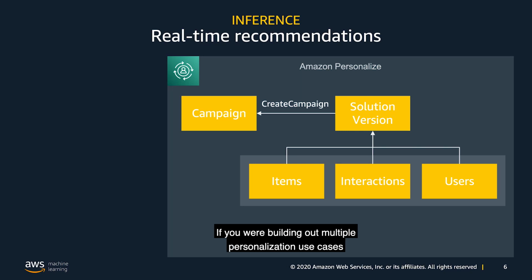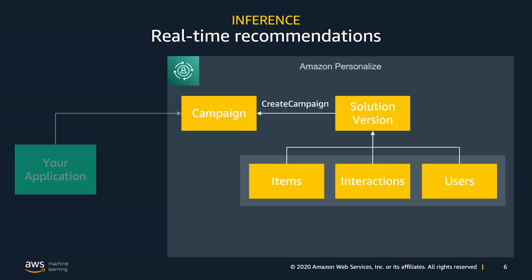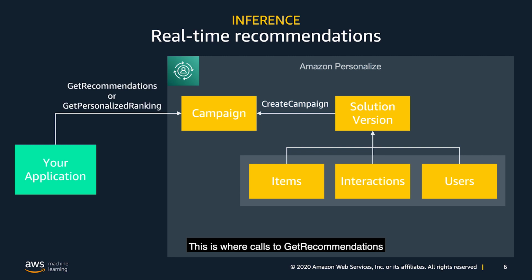If you were building out multiple personalization use cases with different recipes, you could create multiple solution versions and multiple campaigns from the same datasets. Now, once you have a campaign, you can integrate calls to the campaign in your application. This is where calls to the Get Recommendations and Get Personalized Ranking APIs are made to retrieve those recommendations.